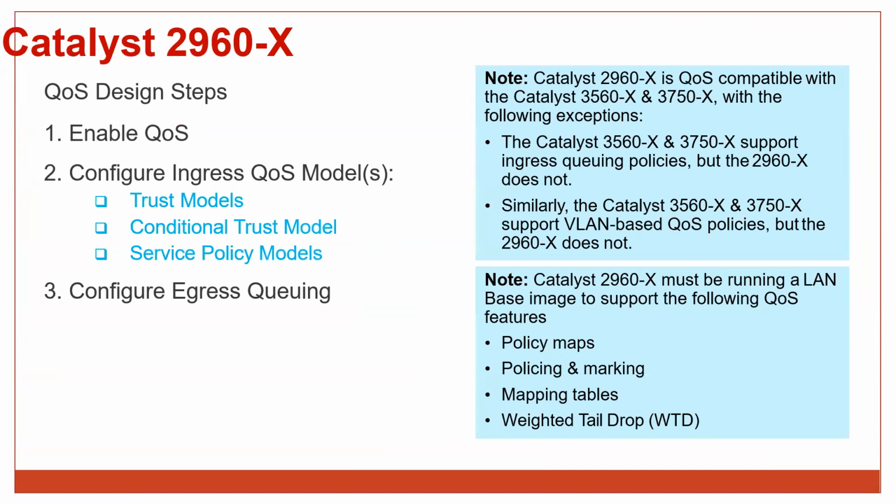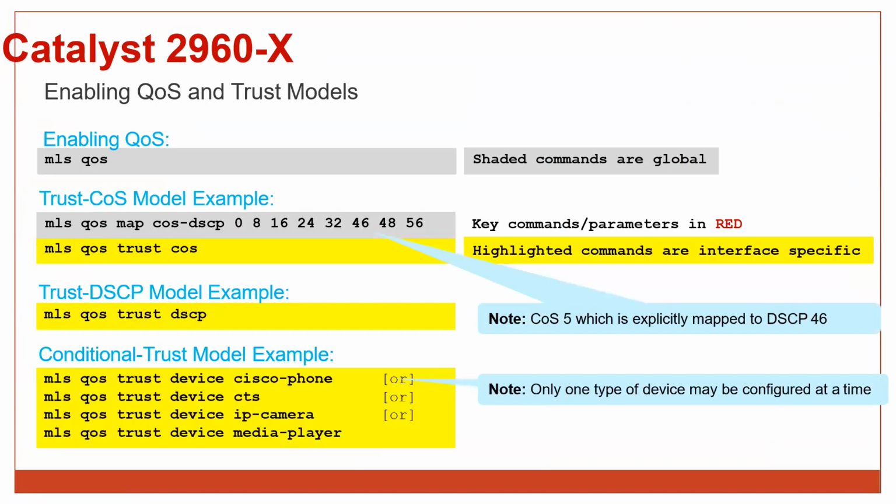So when we are talking about 2960, there you have to go and enable the multi-layer switch QoS, that is not enabled by default. And then you need to create this configuration called the trust CoS model. So then we are doing CoS to DSCP marking 0, 8, 16, 20. So see 1, 2, 3, 4, 5, 6, 7, 8.